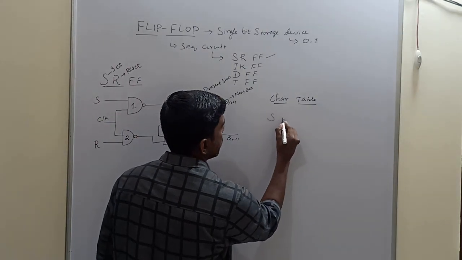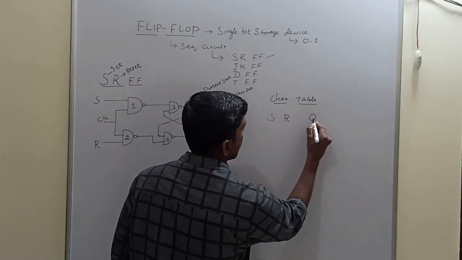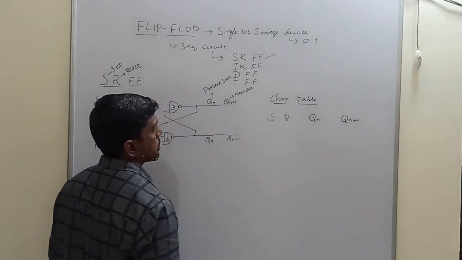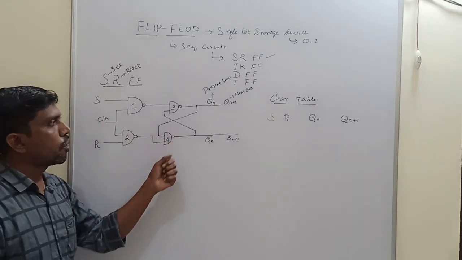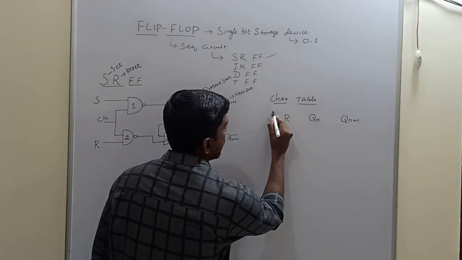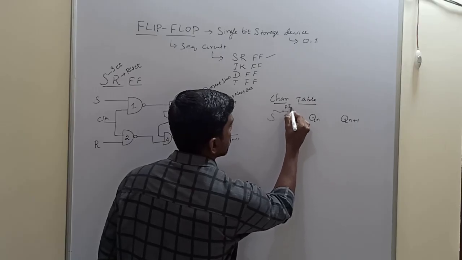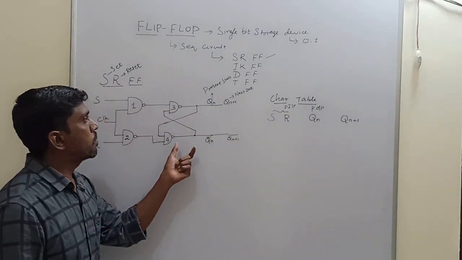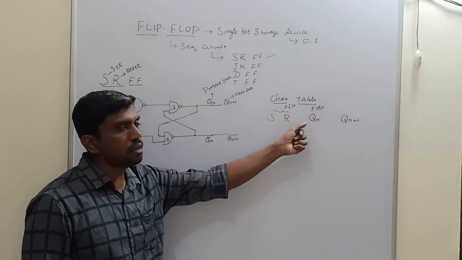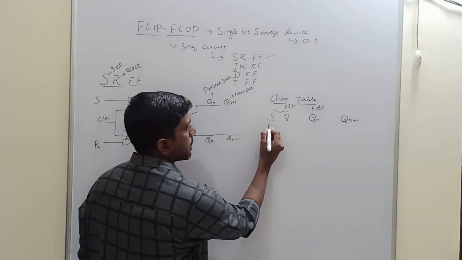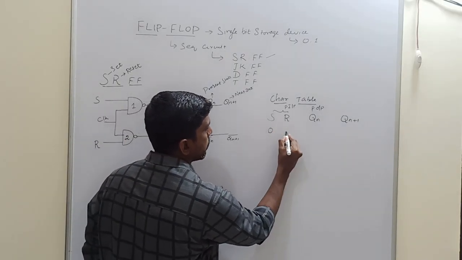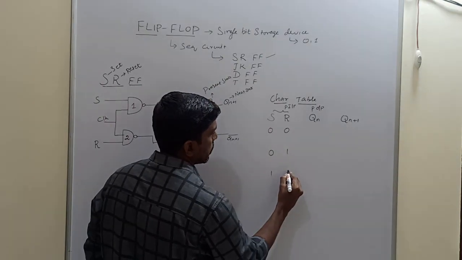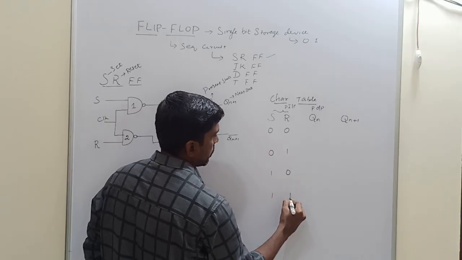First I write the inputs S and R. Qn is the present state. Qn plus 1 is the next state. The SR flip-flop output depends on the present input and past output. S and R are the input variables. They make 4 combinations of input: 0 0, 0 1, 1 0, 1 1.